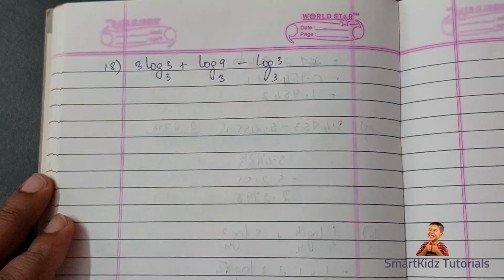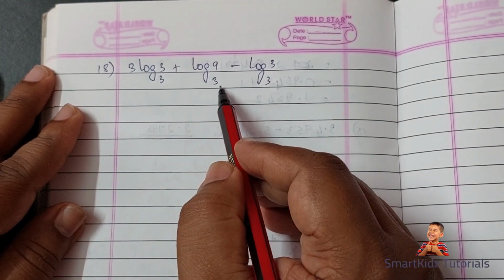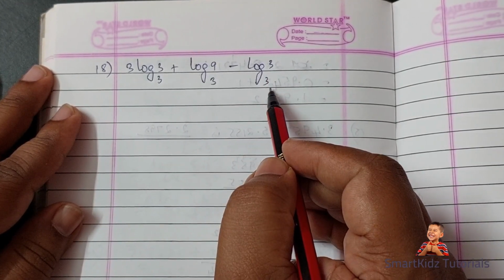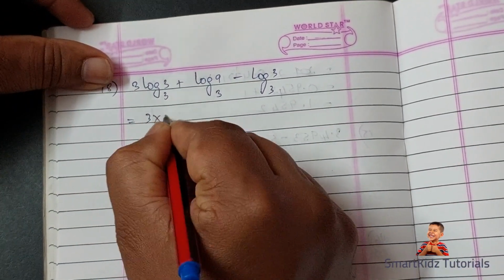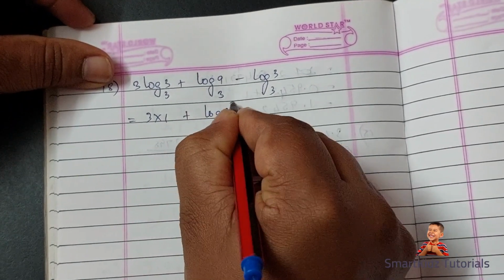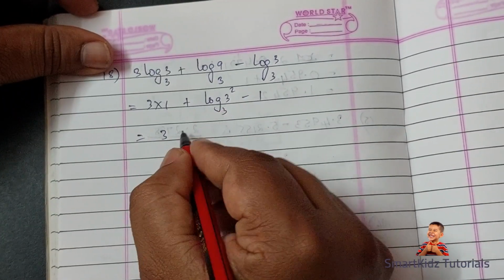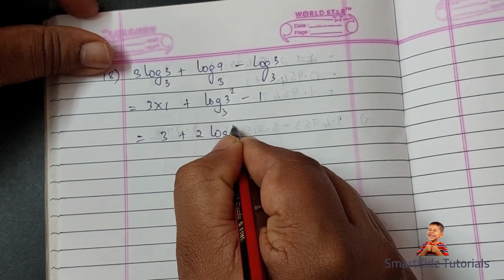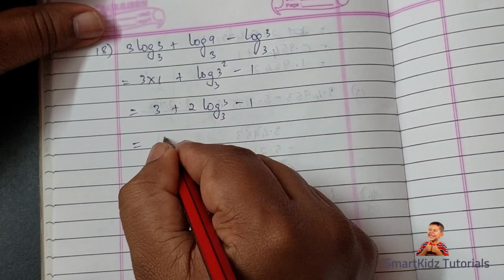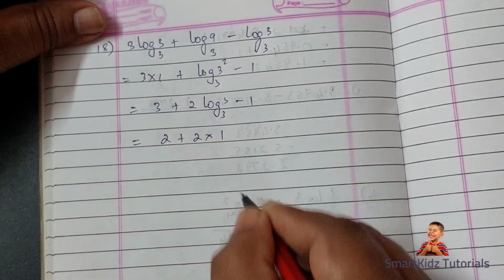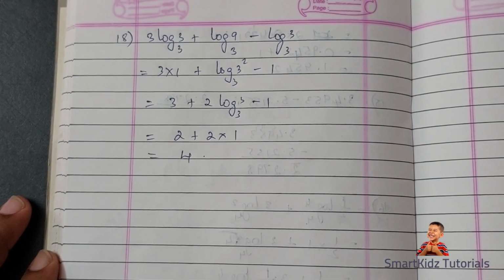Okay. Question 18. 3 into log of 3 to the base 3 plus log of 9 to the base 3 minus log of 3 to the base 3. Now we can write this as 3 into 1 plus log of 3 square to the base 3 minus 1. So it will become 3 plus 2 times log of 3 to the base 3 minus 1. 3 minus 1 is 2. So 2 plus 2 into 1, and that will be 4. So 4 is our answer.